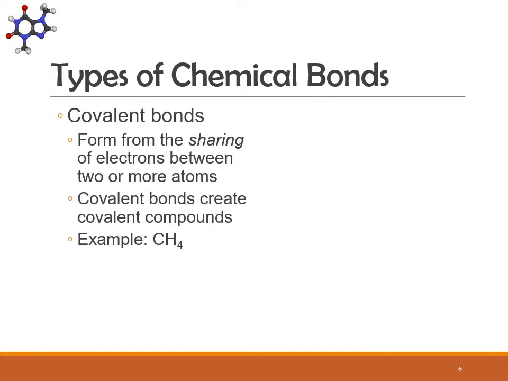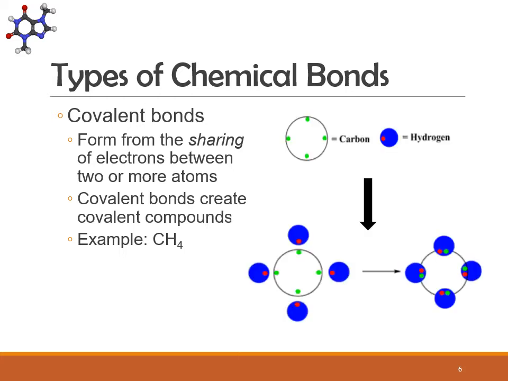On the other hand, covalent bonds form when two atoms share their outermost electron with each other. We learned in Module 1 that covalent compounds form between nonmetals or between nonmetals and metalloids. An example of covalent bonding is methane, or CH4. In methane, carbon shares its four outermost electrons with four atoms of hydrogen.